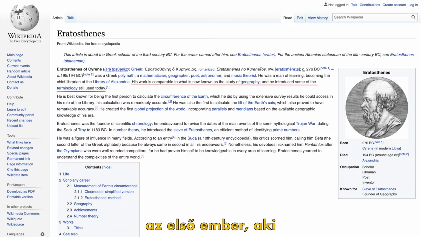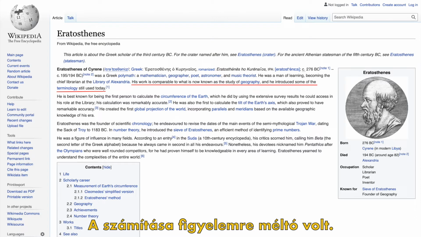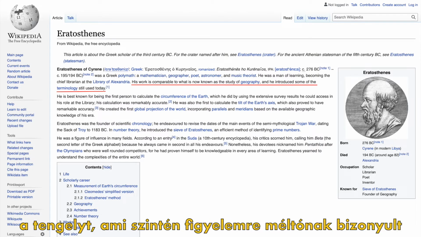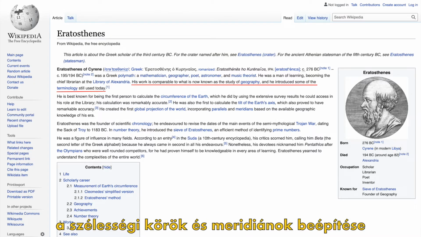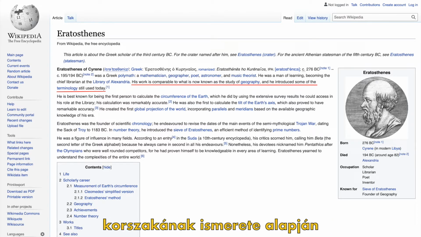He is best known for being the first person to calculate the circumference of the Earth, which he did by using the extensive survey results he could access in his role at the library. His calculation was remarkably accurate. He was also the first to calculate the tilt of the Earth's axis, which also proved to have remarkable accuracy. He created the first global projection of the world, incorporating parallels and meridians based on the available geographic knowledge of his era. Eratosthenes was the founder of scientific chronology, yada, yada, yada, yada.